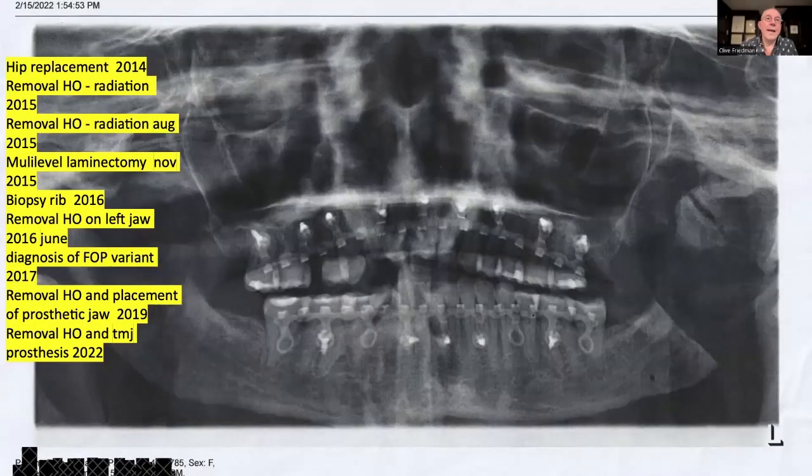This is the young lady that I had shown you the x-rays previously. And in terms of safety, I once again want to just bring this to the attention of you as medical professionals, because here's a person who went through all sorts of treatment, including removal of the HO in the left jaw. She had a prosthetic jaw replacement, which ended up triggering another HO event, which ended up having to be replaced. And she now has half of her jaw removed.